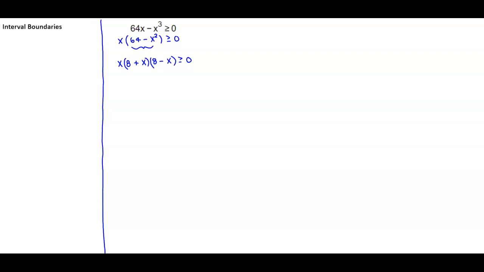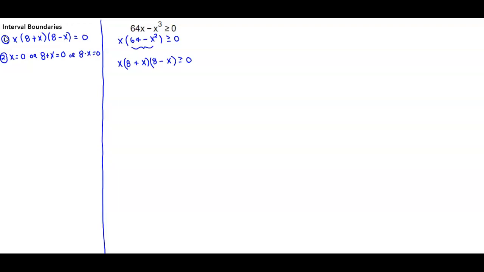Now, to find the interval boundaries, we're going to set this quadratic inequality and write it as an equation so we can determine what our interval boundaries are. So we have x times (8 plus x) times (8 minus x), which is equal to 0. And then we're going to use the zero factor property. So we have x equal to 0, or 8 plus x equal to 0, or 8 minus x equal to 0.